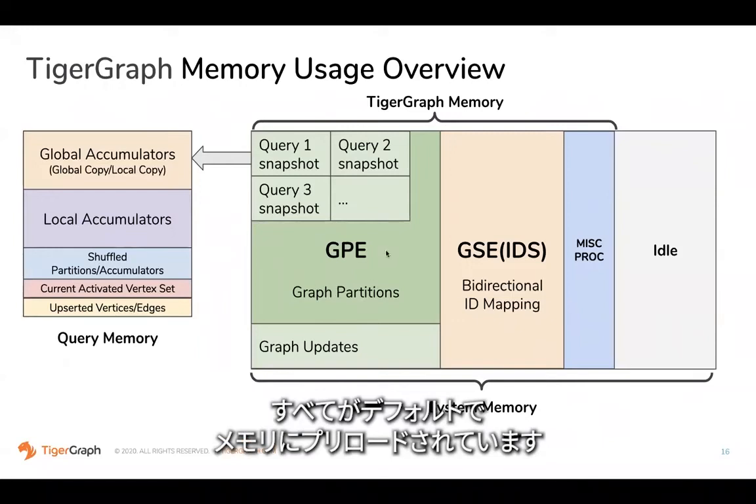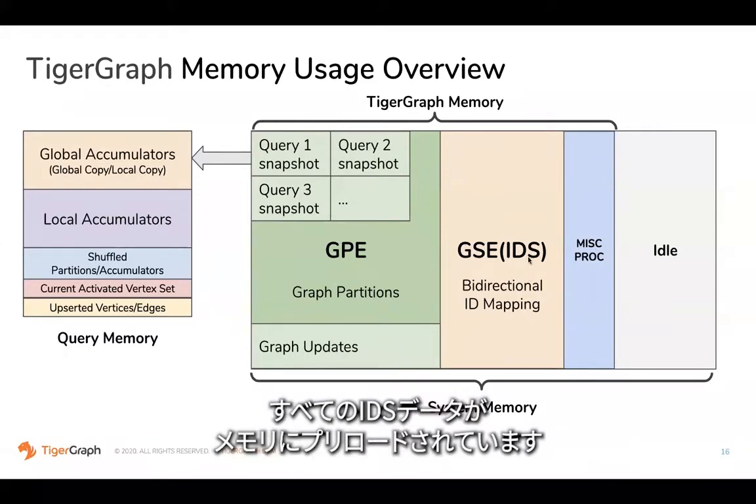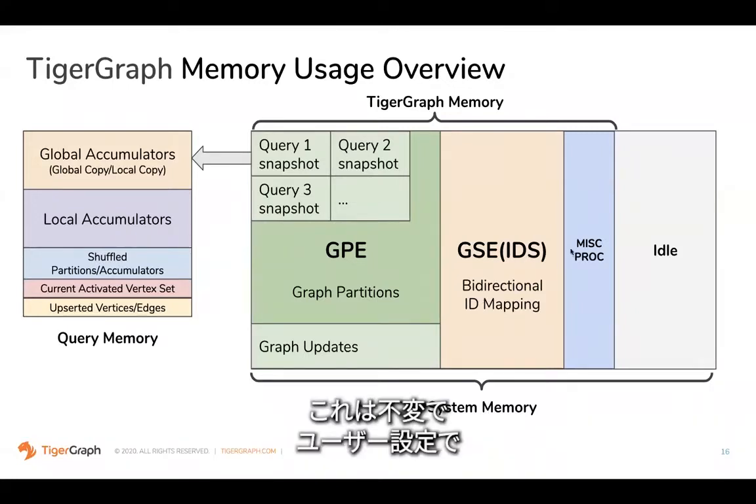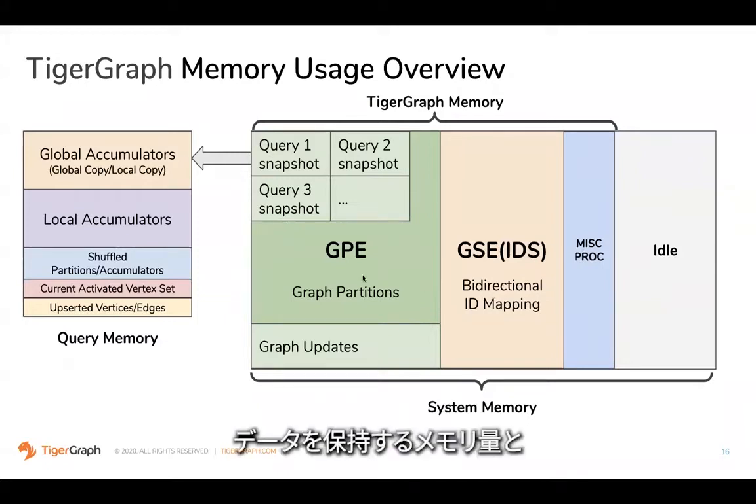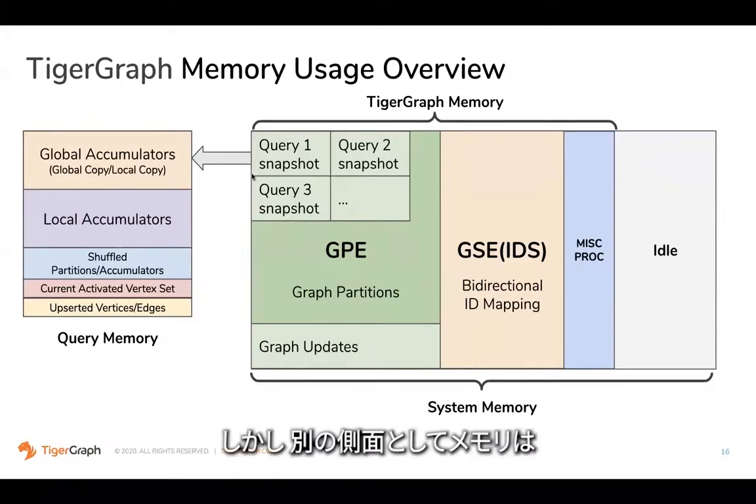All of this is preloaded by default in memory. And the second chunk of memory that's utilized, reserved, is by GSC for IDS, where we preload all of the IDS data in memory. So this is something that's a constant, and it's configurable, where users can set limits of how much memory they want to retain for the data, and how much they want to put in disk.